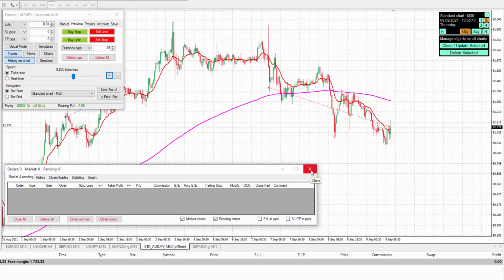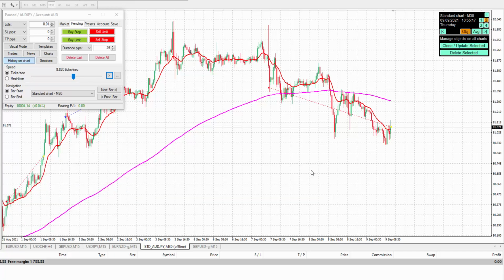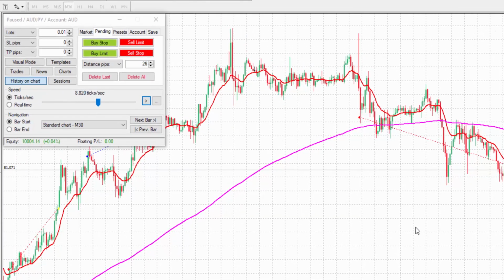So that was the three main types. So what I just showed you in this video was the market order. The order is executed immediately, whether you're buying or selling. Then we have the buy stop or the sell stop order, and the buy limit and the sell limit order.